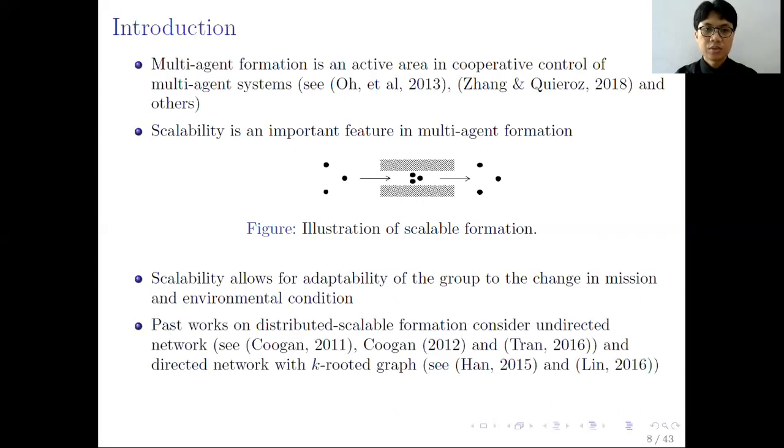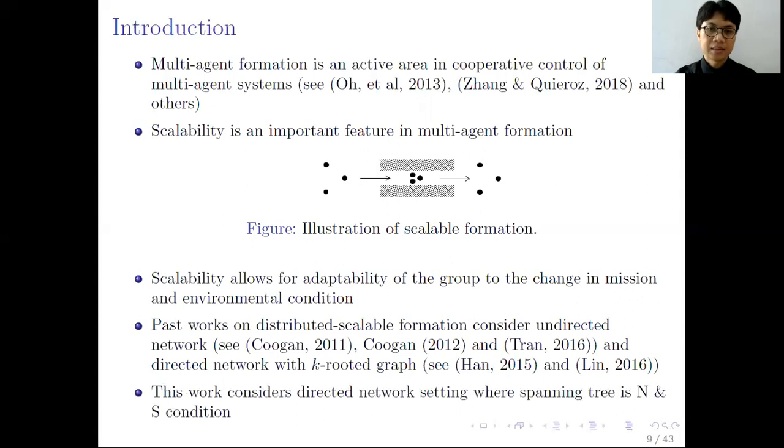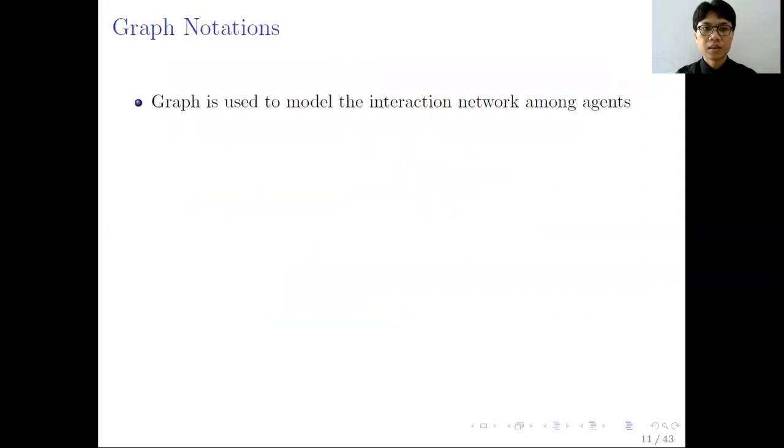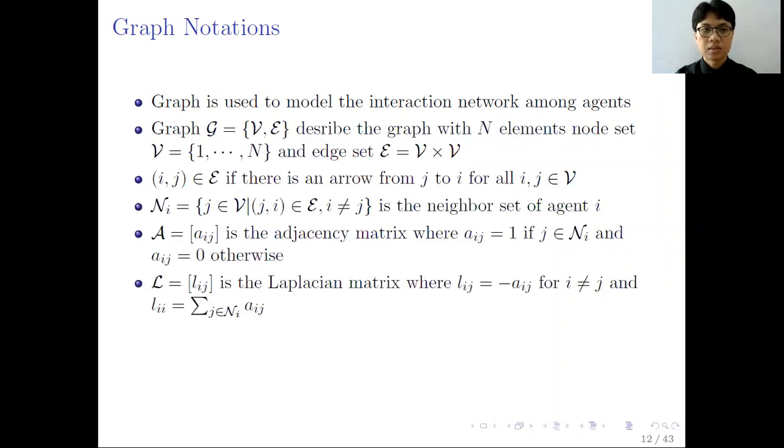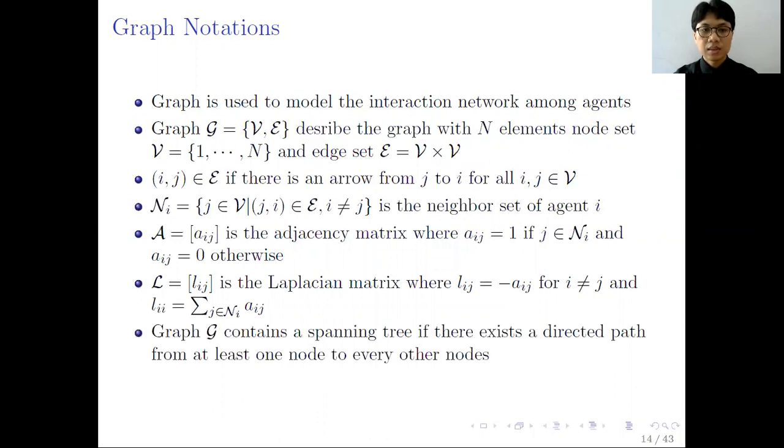Past works on distributed scalable formation consider undirected network and directed network with k-rooted graph, whereas this work considers directed network setting where spanning tree is necessary and sufficient condition. Graph is used to model the interaction network among agents, and these are the standard notation of graph that is used in this work. L is the Laplacian matrix, and we also use the standard notation of spanning tree condition.